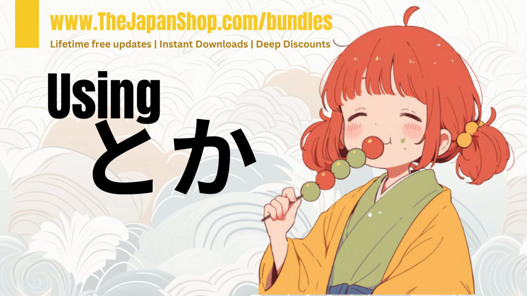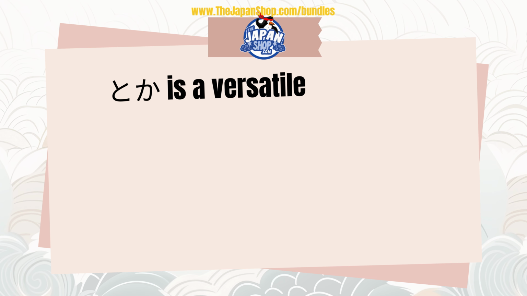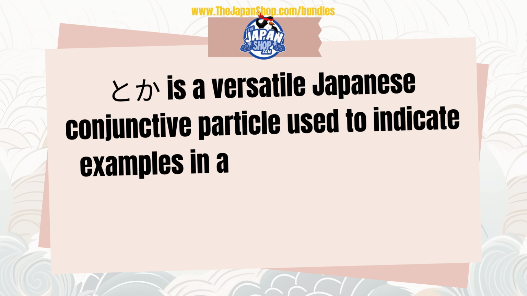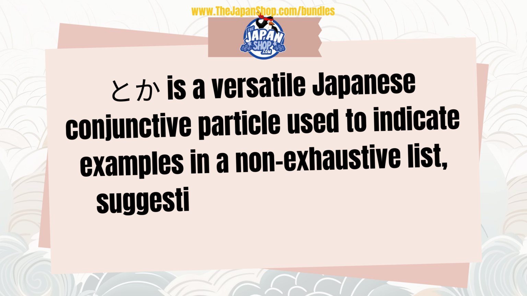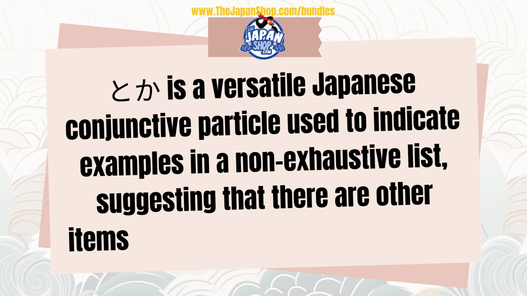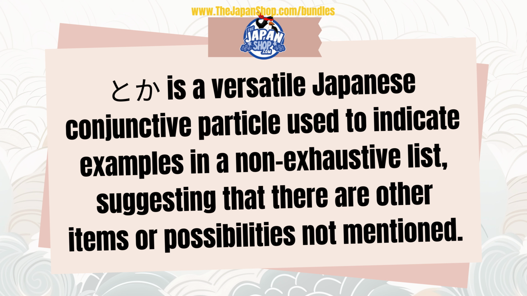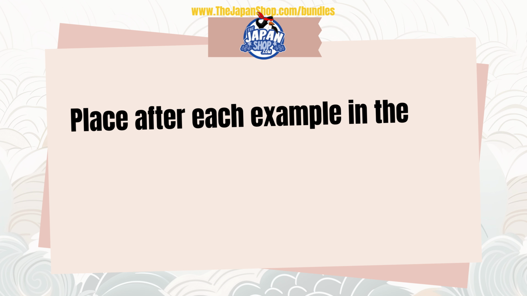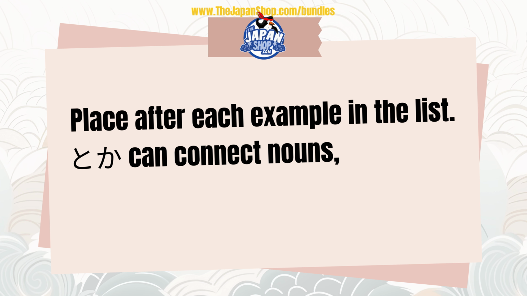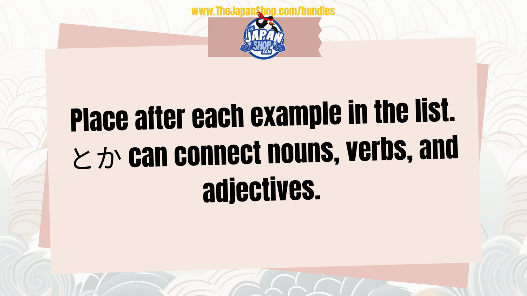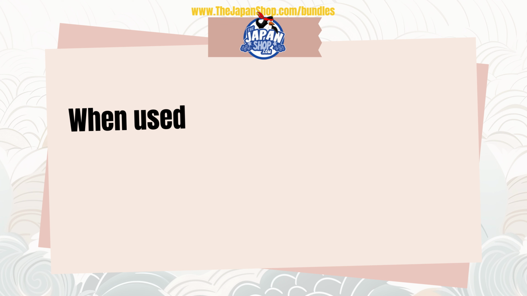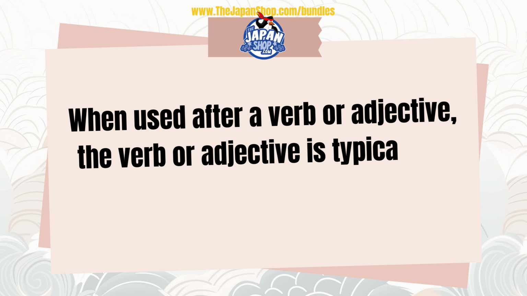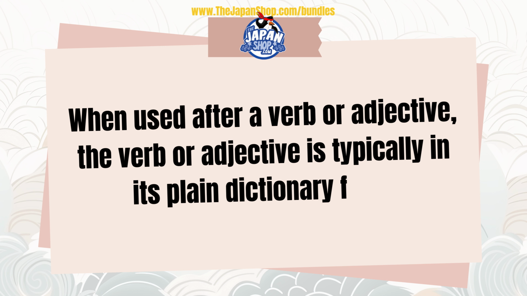Using toka. Toka is a versatile Japanese conjunctive particle used to indicate examples in a non-exhaustive list, suggesting that there are other items or possibilities not mentioned. Place it after each example in the list. Toka can connect nouns, verbs, and adjectives. When used after a verb or adjective, the verb or adjective is typically in its plain dictionary form.